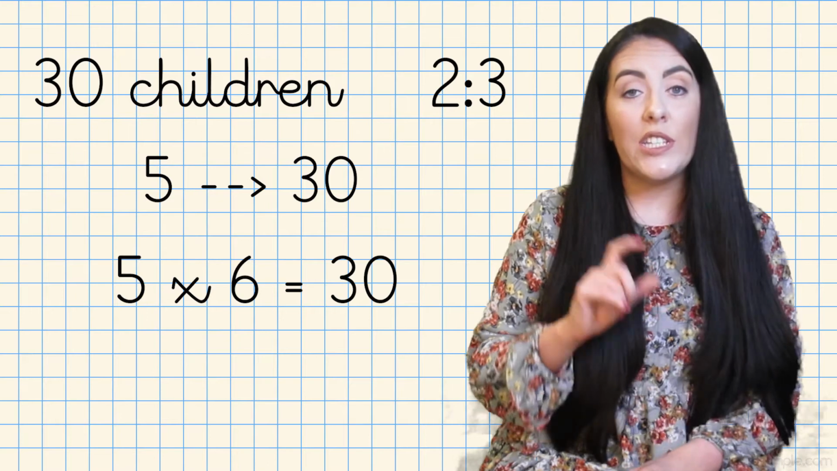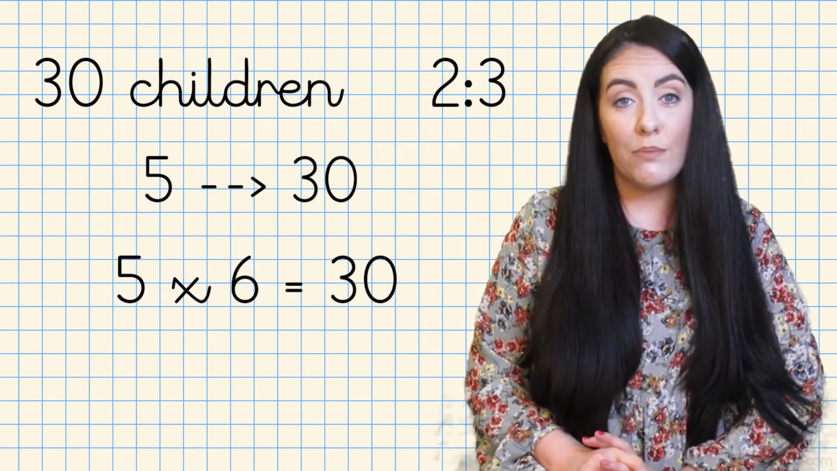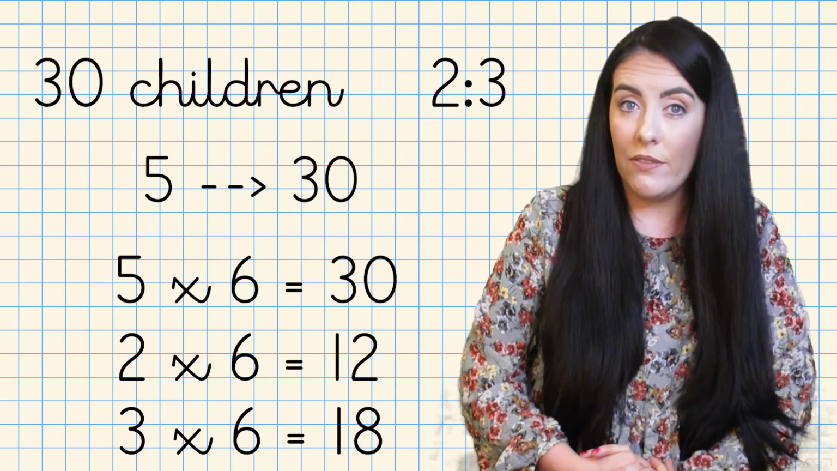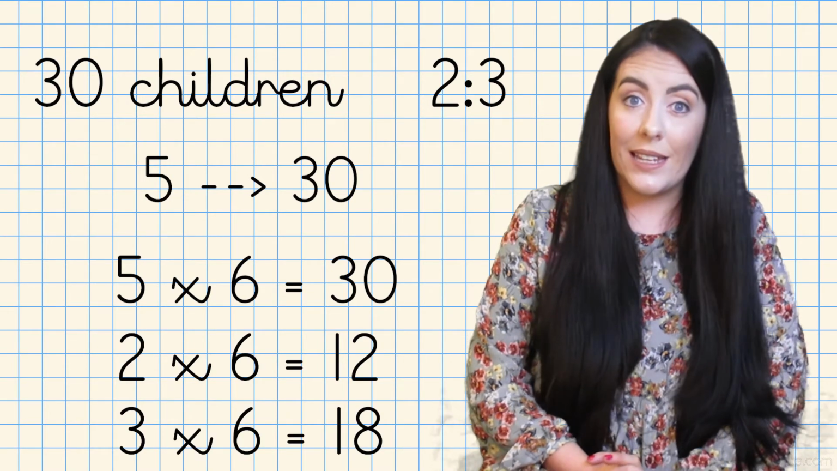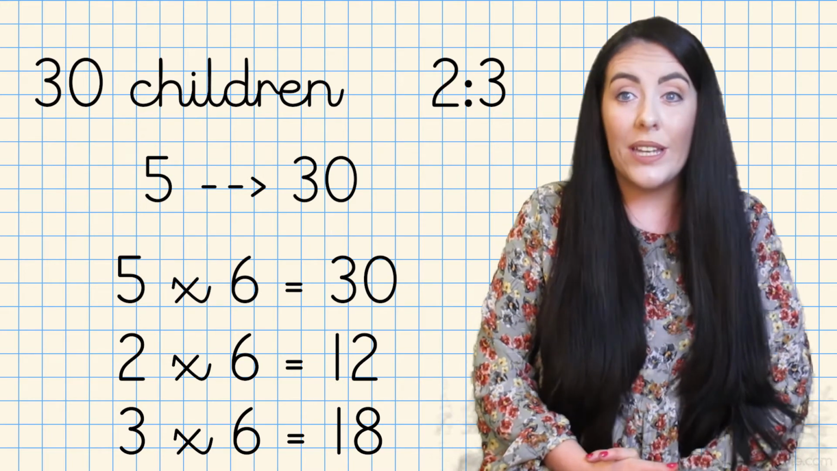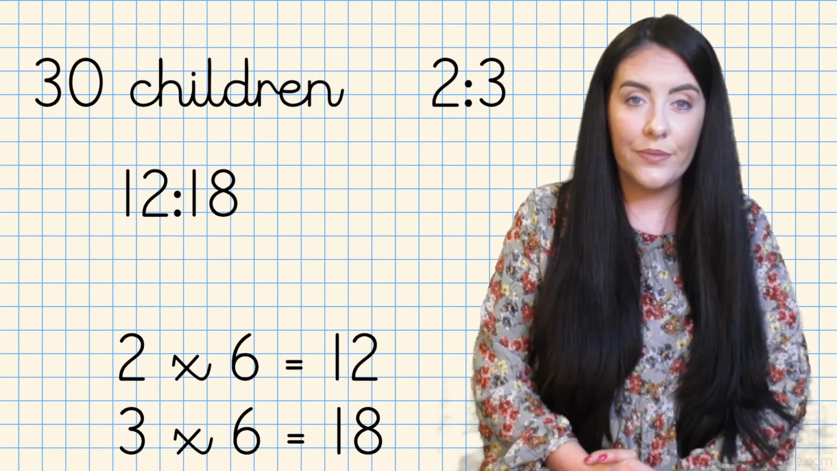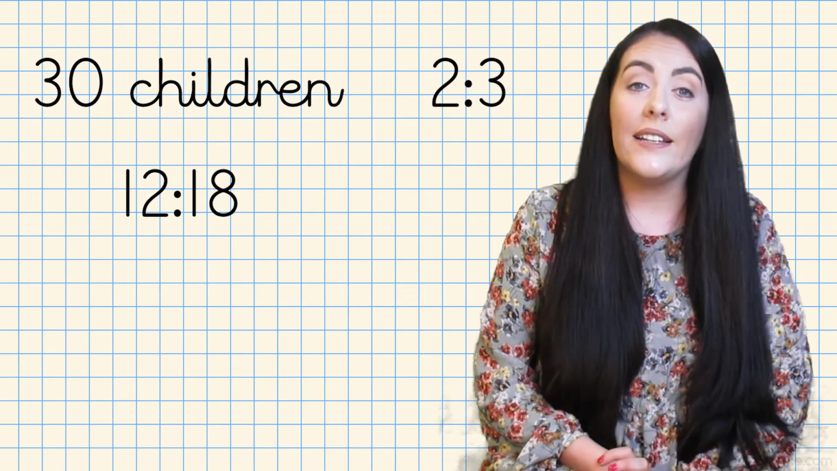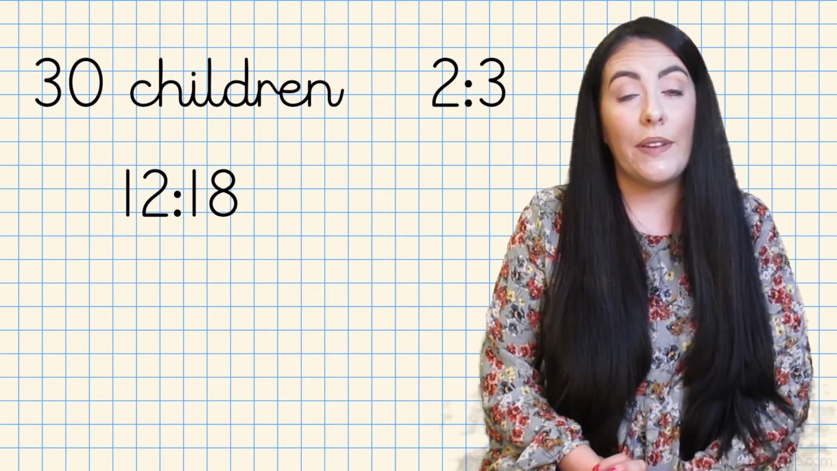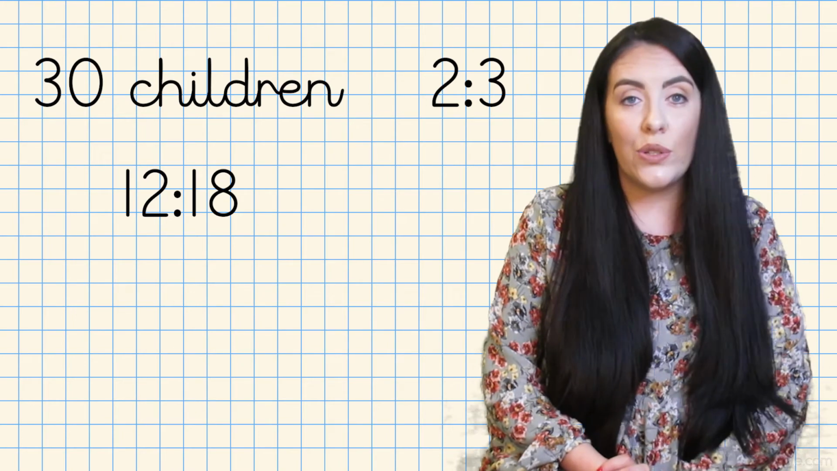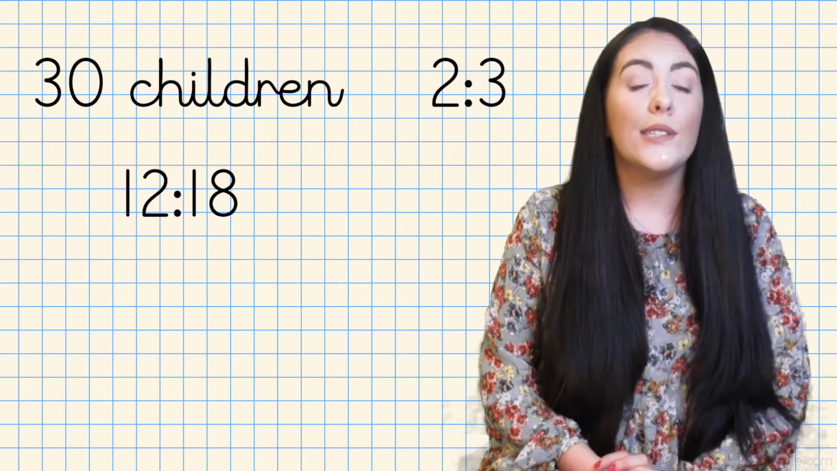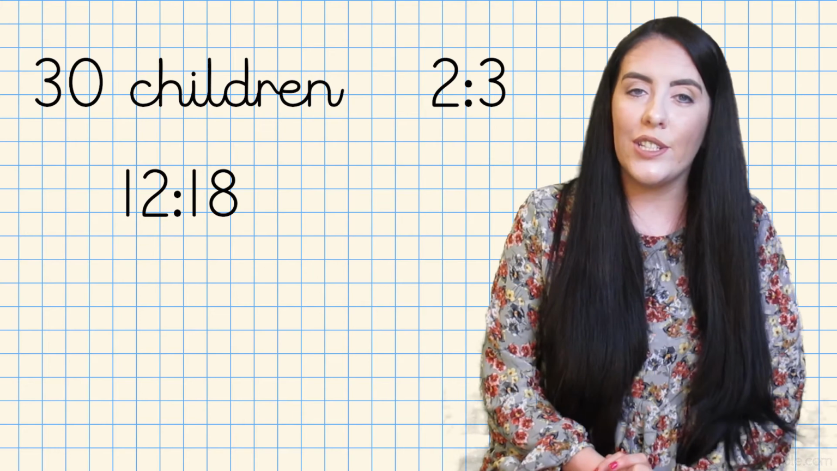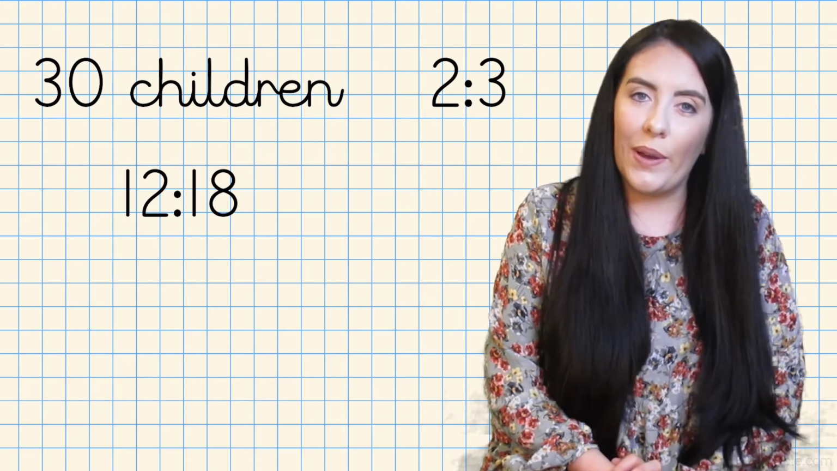In my ratio I had 2 to 3. I'm going to multiply both of those numbers by 6. So when I multiply 2 by 6 I get 12, and when I multiply 3 by 6 I get 18. So my new ratio is 12 to 18. Remember, in the question it said there are 30 children in a class and the ratio of children having packed lunches to school dinners is 2 to 3. We're going to change that, so our new ratio is 12 to 18. How many children are having packed lunches? Of course the answer is 12.